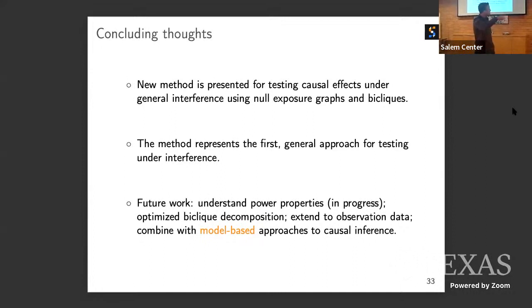There's all kinds of interesting future work to talk about, some of which we'll hopefully be doing in the Salem Center. And there will hopefully be a lot of work on model-based approaches, actually bringing Bayesian regression models into the picture here to help us with power, because we all know that Bayesian regression models are very useful in this context as well.